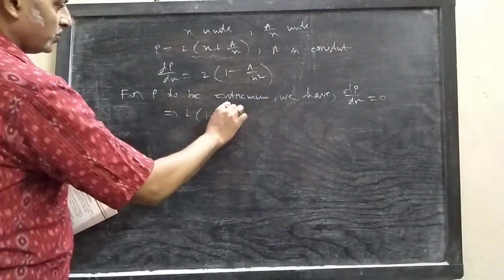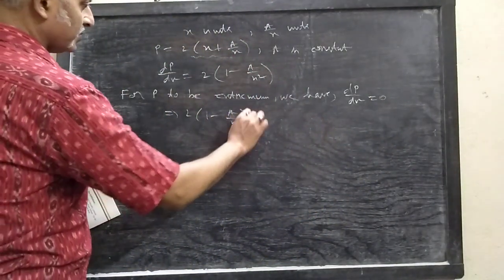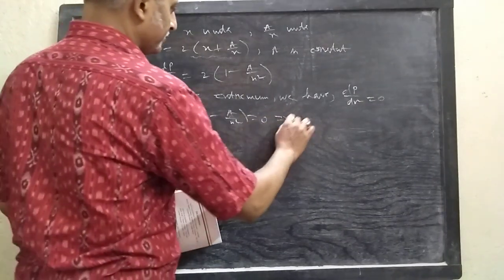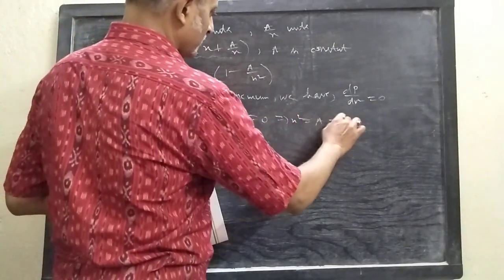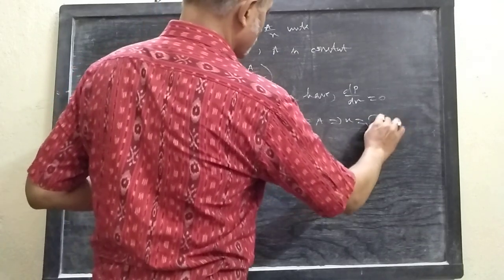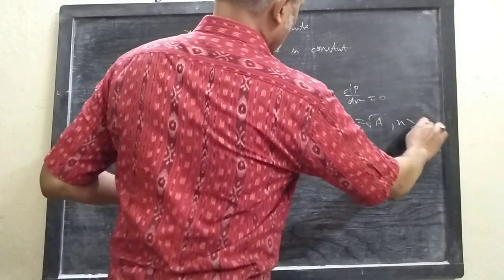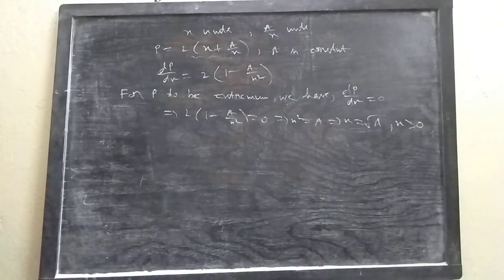That implies 1 minus A by x square equals 0. That implies x square equals A. That implies x equals root over A. Look, here x is positive because the length of a side of a rectangle can't be negative. So we take the positive square root, x equals root over A.